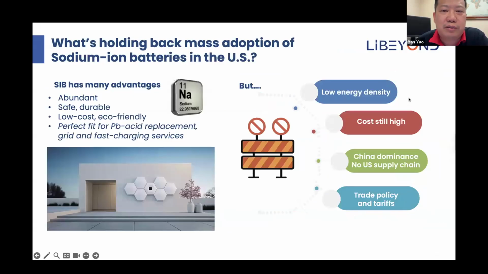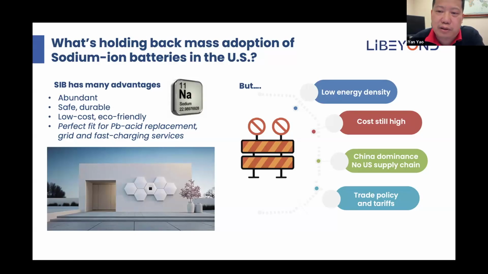So what's holding back mass adoption of sodium-ion batteries in the United States? We know sodium batteries have many advantages. They're abundant. Actually, the US has the most soda ash, which is sodium carbonate, as raw material. And sodium batteries are also safe, durable and relatively low cost, and also perfectly fit for lead acid replacement, grid storage, as well as fast charging services.